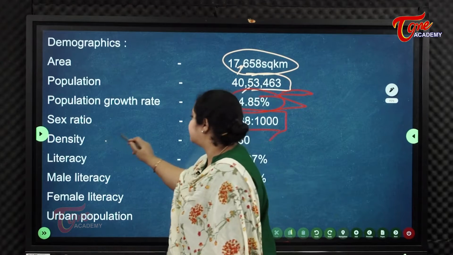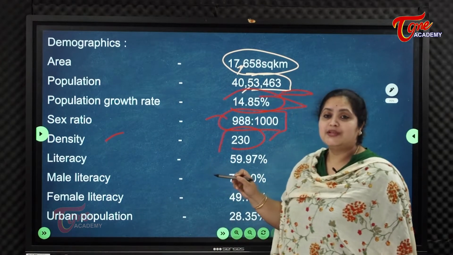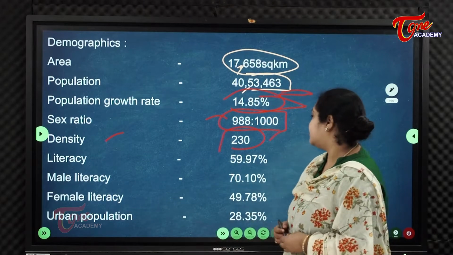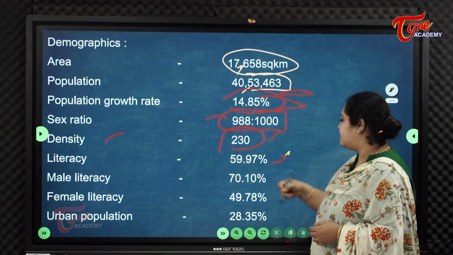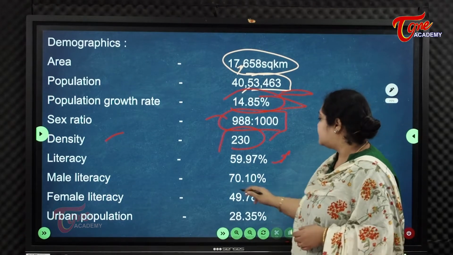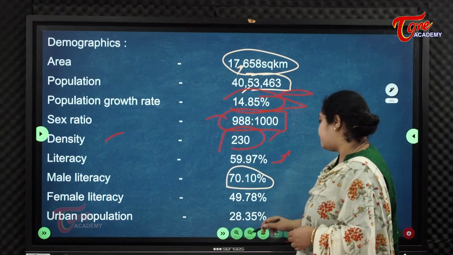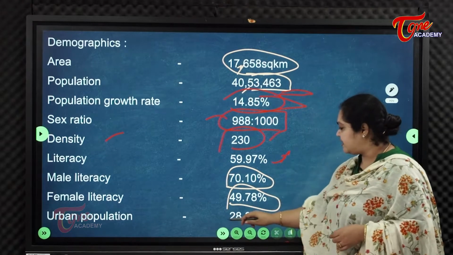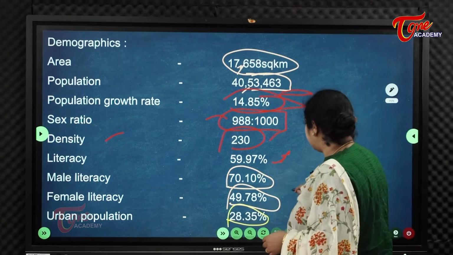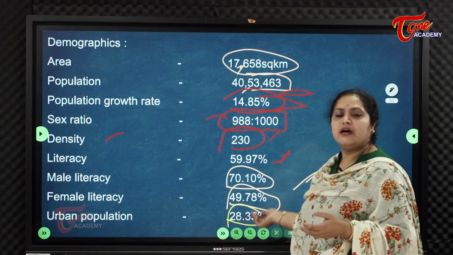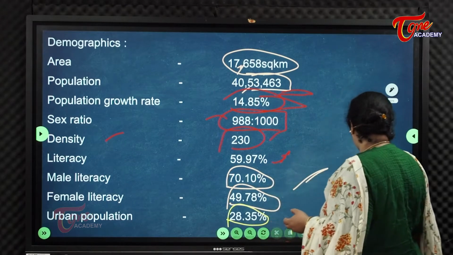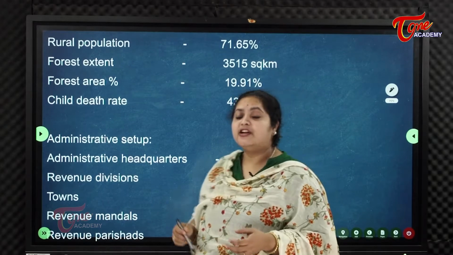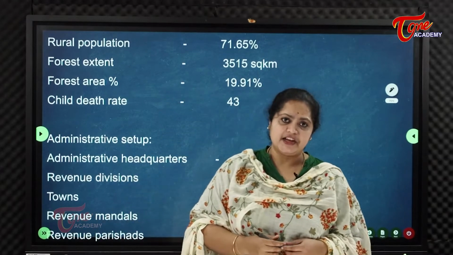Next, the density of this district is 230 persons per square kilometer. Literacy is only 59.97%. In that, male literacy is 70.10%, female literacy is 49.78%, and urban population is only 28.35%. That means the rest are rural population. Kurnool is predominantly agrarian.